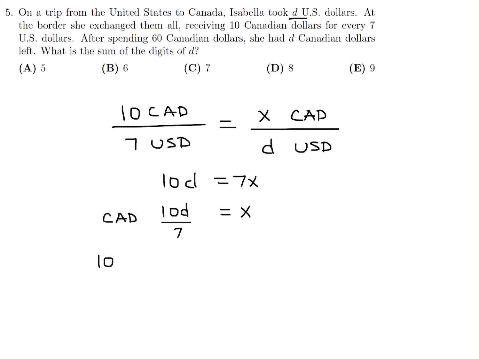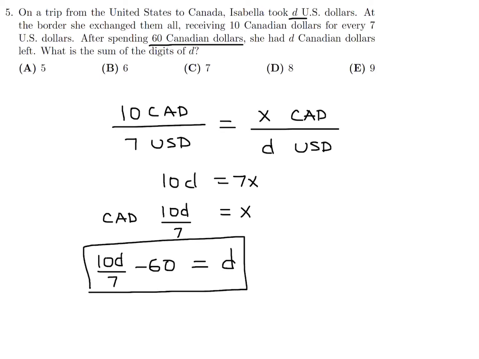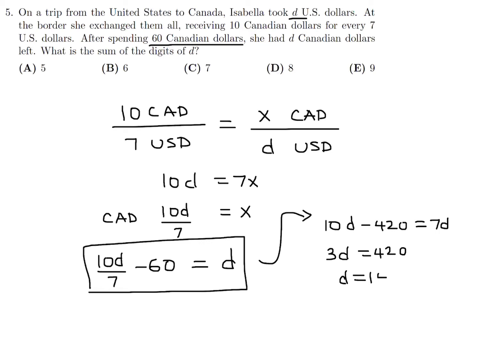And then she goes to Canada, and she spends $60 of that 10D over 7 Canadian dollars. And when she does, she has a total of D remaining. So this is the equation we now need to solve. Multiply through by 7, you get 10D minus 420 is equal to 7D. And then bring the 7D over, you get 3D is equal to 420. And therefore D is equal to 140.